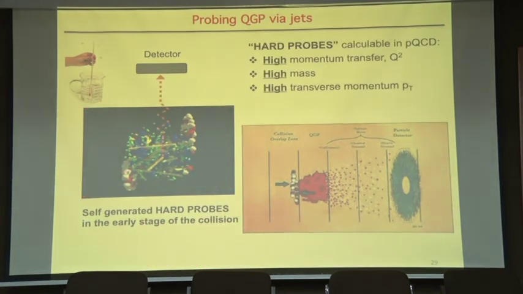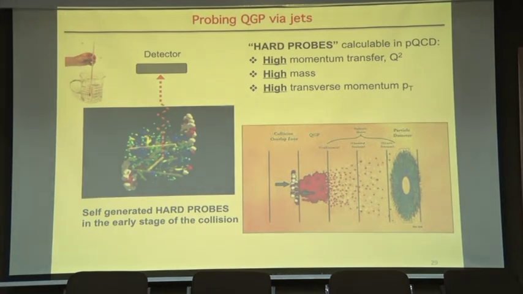So you can rely on these self-generated hard probes. Hard probes are basically, in this collision, objects which are created at the very beginning and they are very high energetic. Those objects are called hard probes and jets are one of those objects. They are created inside the system and they pass through the system. So you don't need any external probe, because anyway you cannot use an external probe, but you can make use of this probe which is internal and is generated inside the collision by the collision itself.